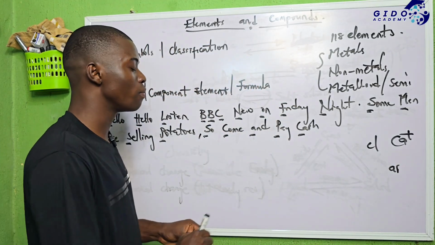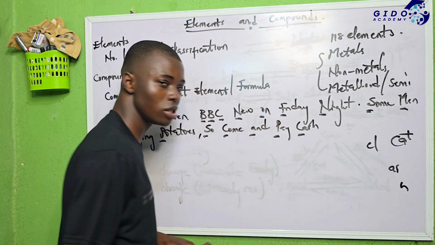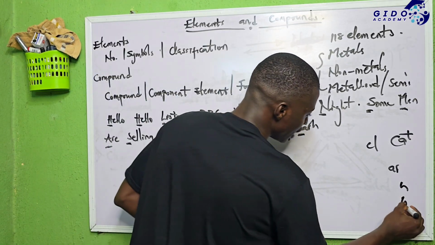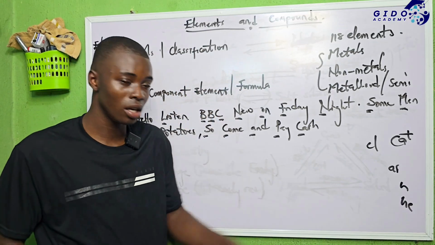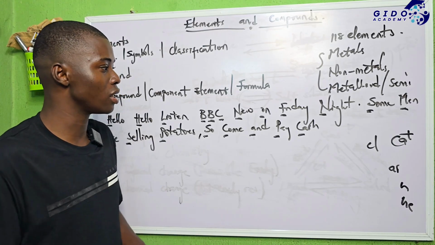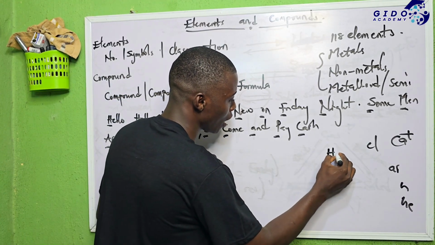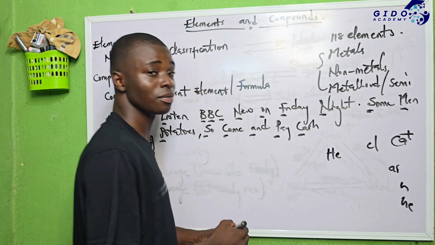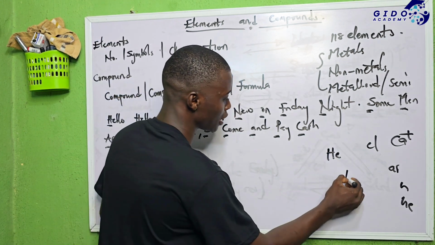If you write H like this, it is not hydrogen. If you write He for me like this as helium, I will call this He. That's not helium. So if you truly want to learn how to write elements in the periodic table, the first letter must be a capital letter, while the next one will be a small letter. So He. Hydrogen is capital letter H.